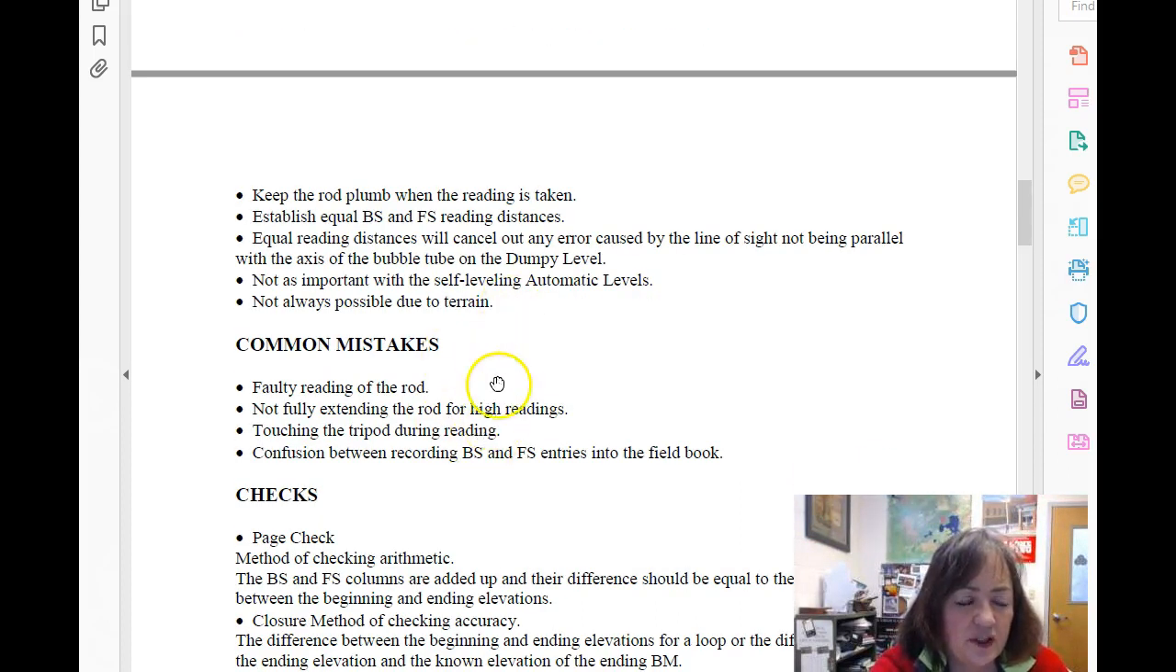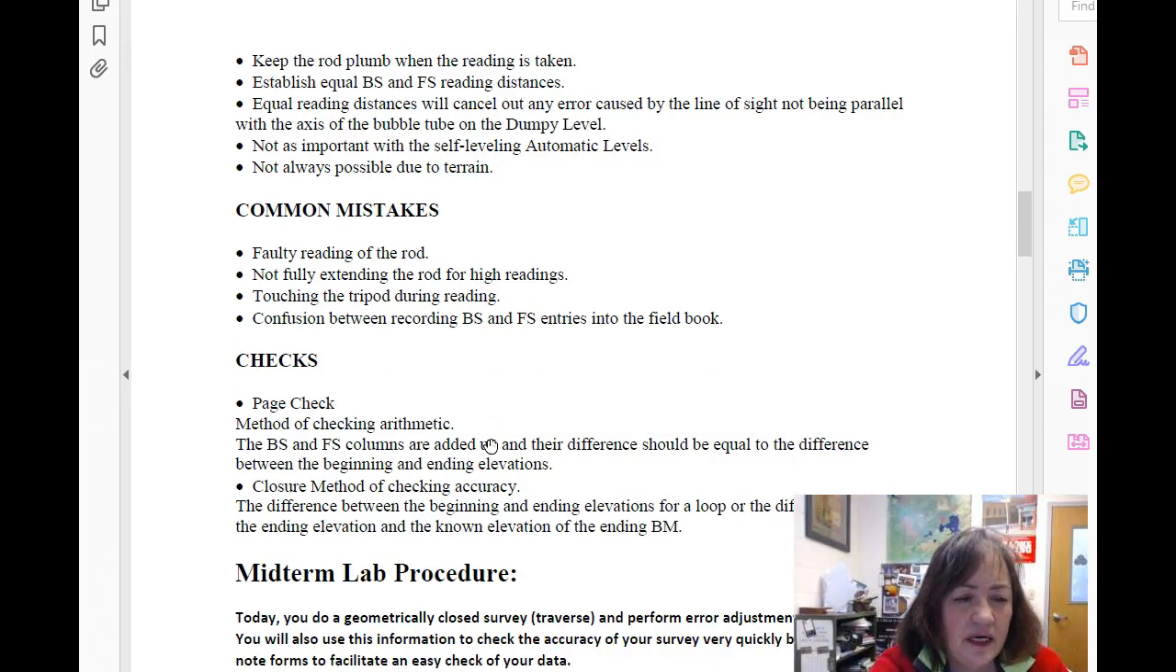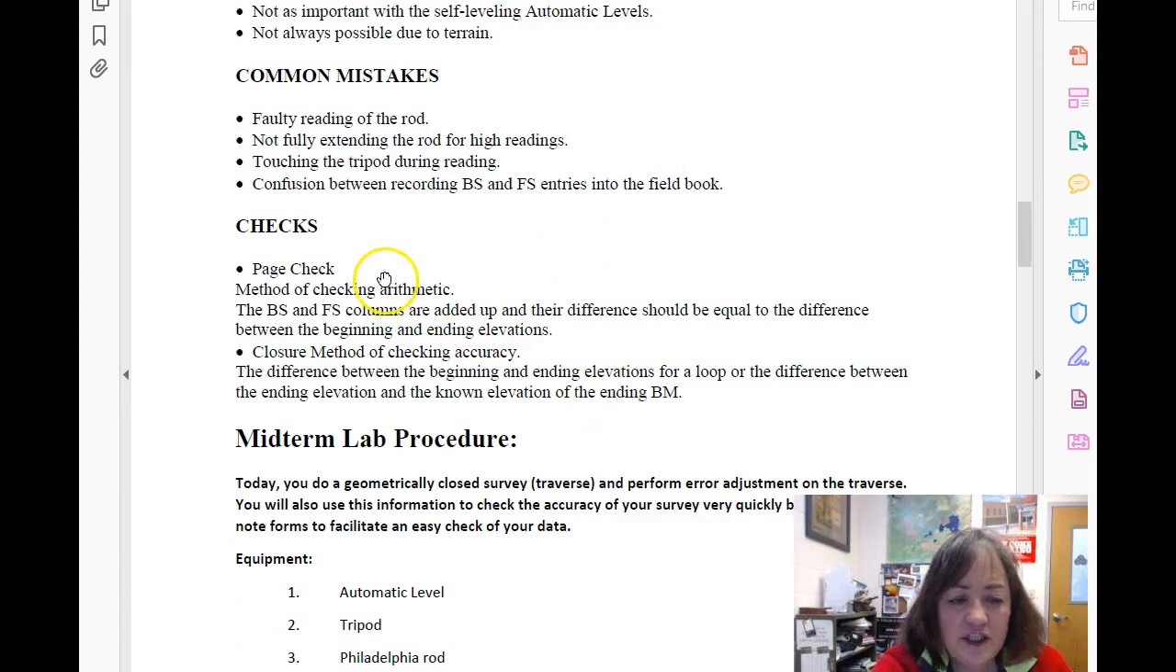All right, so then there's just some other things that you can check through here. Avoid the common mistakes. And go through and just make sure that you're using a good procedure. Okay, the page check is really kind of the new piece of this, and I'm going to introduce you to this idea in just a moment. But a page check with a differential level loop is almost 100% certainty of accuracy. So it's really kind of a cool part of this procedure.